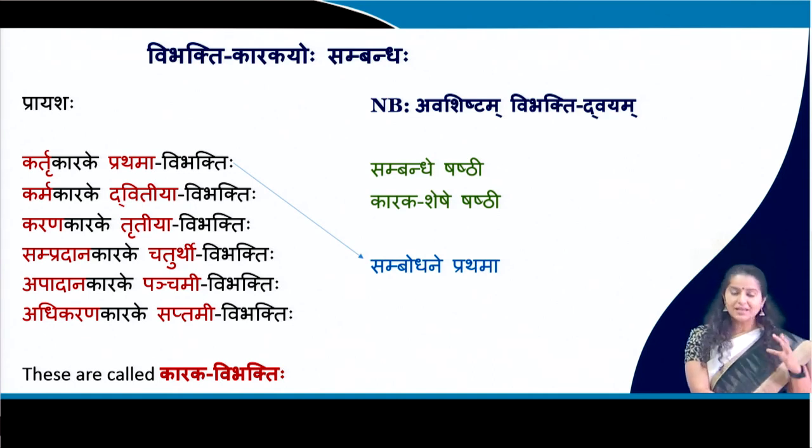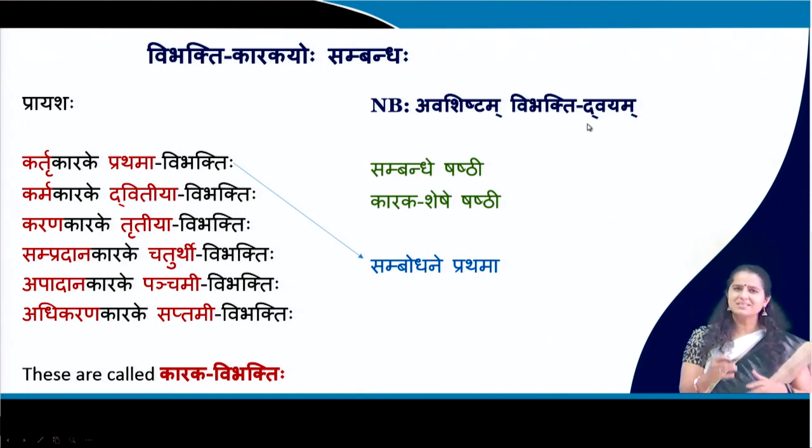So atra kartrikarake prathama vibhaktihi bhavati, tat sambodhane api prathama bhavati. पुनः कर्मकारके द्वितीया विभक्ति, करणकारके तृतीया विभक्ति, संप्रदानकारके चतुर्थी विभक्ति भवति, अपादानकारके पंचमी विभक्ति भवति, पुनः अधिकरणकारके सप्तमी विभक्ति भवति, and अत्र संबंधे षष्ठी इति. Okay, तत्र कारकं नास्ति, कारक शेषे षष्ठी. So the avashishtam vibhakti dvayam.